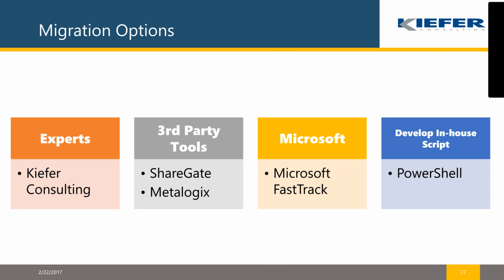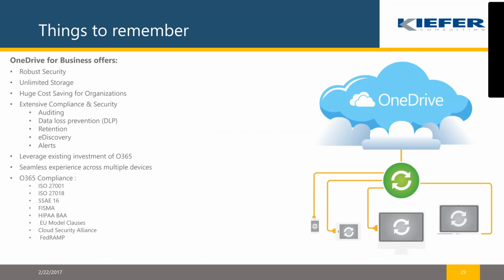So the final thoughts on OneDrive for Business are that it offers robust security and pretty much unlimited storage. One terabyte of storage is the default, but you can call Microsoft and they can put you on the unlimited storage plan without any additional cost. It offers huge cost savings for organizations, and extensive and compliant security, auditing, data loss prevention, retention, e-discovery, and alerts. It can leverage your existing Office 365 investment, with a seamless experience across any mobile device and any operating system.